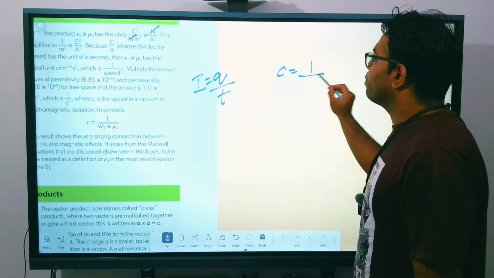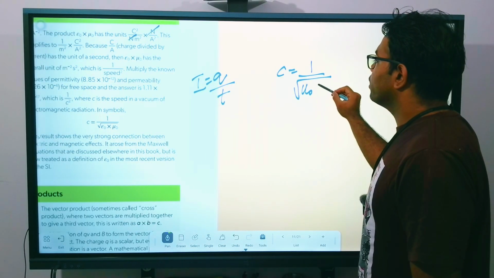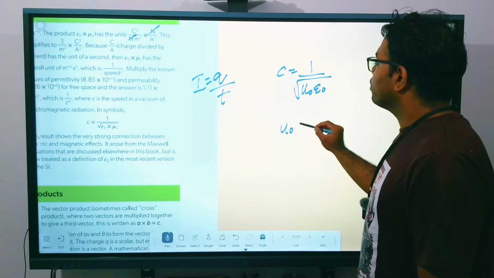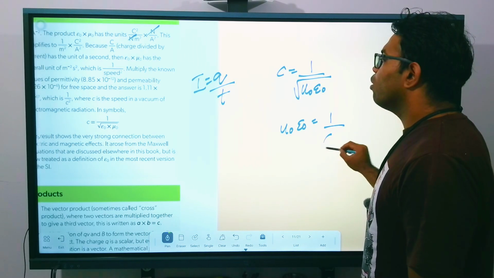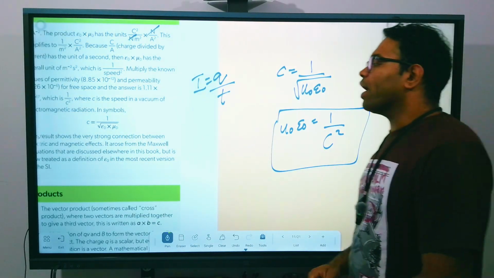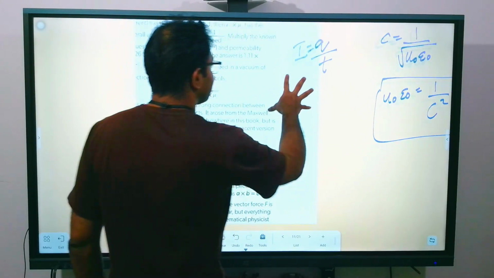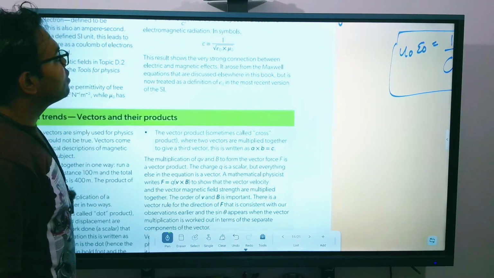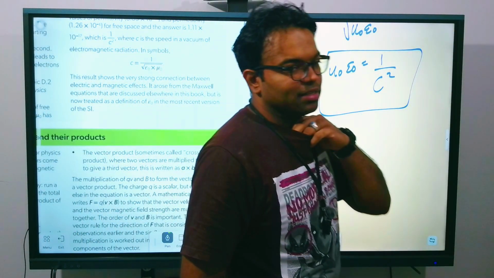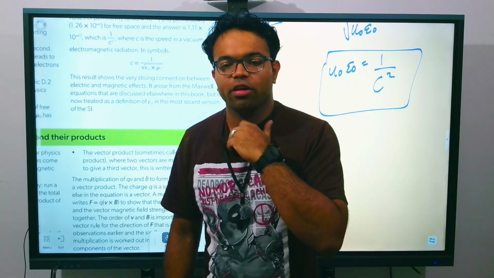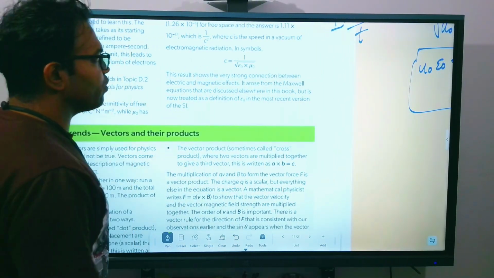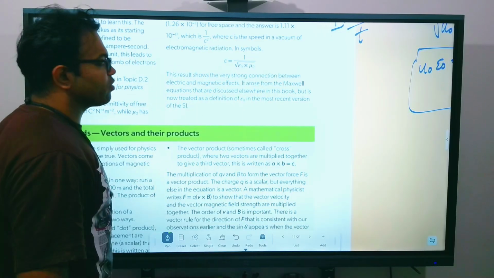c is equal to 1 upon root under mu naught epsilon naught. Or simply, mu naught epsilon naught is equal to 1 upon c square. These are the two values that you get. Clear? Next one. It will be used somewhere, at some place. Mu naught epsilon naught will always be equal to 1 upon c square, or c equals 1 upon root under mu naught epsilon naught.